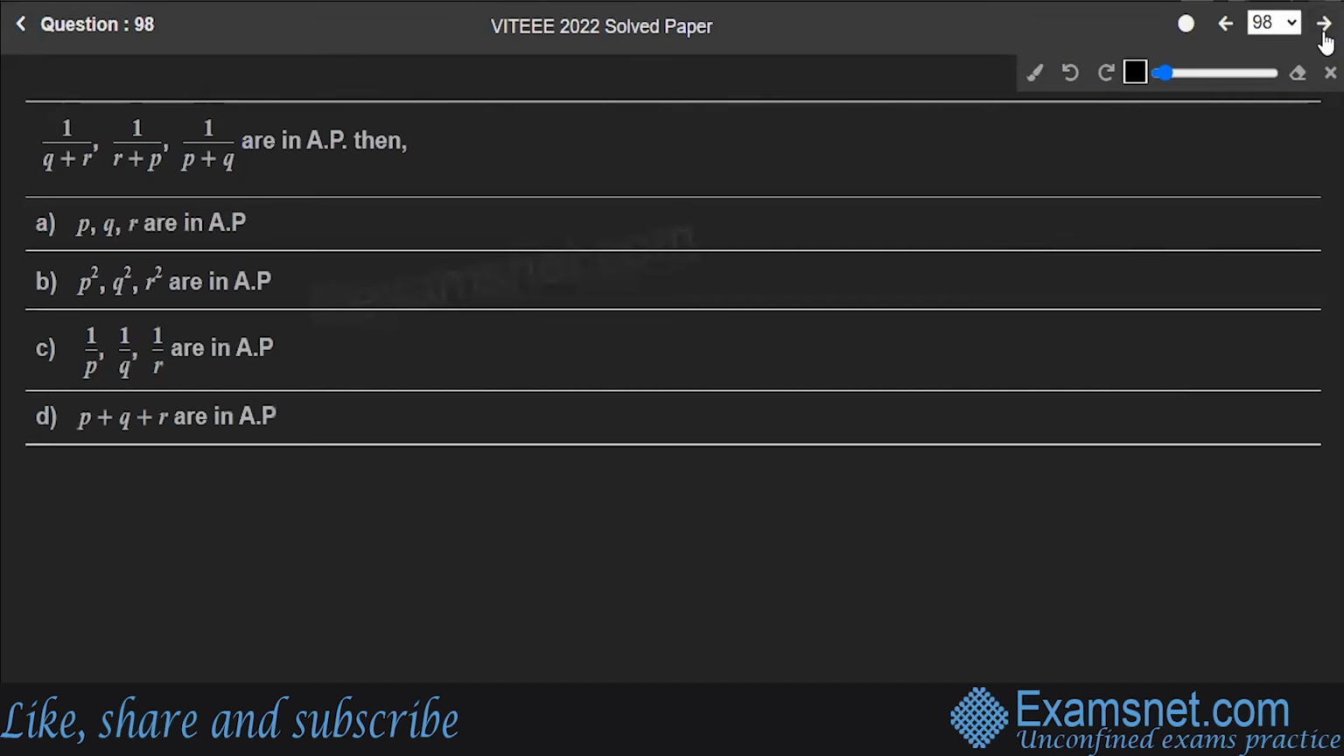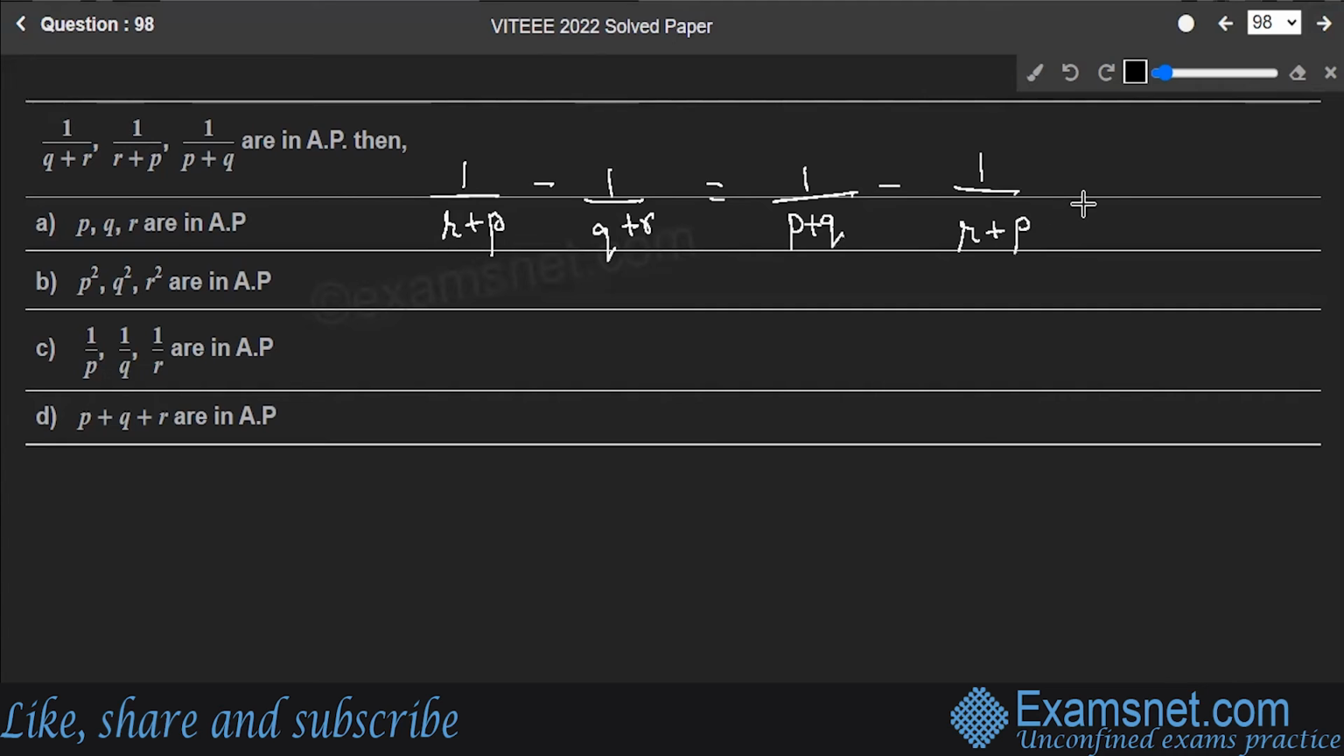Next, 98th question. 1 upon Q plus R, 1 upon R plus P, 1 upon P plus Q are in AP. Then, which of the following is correct? Okay, so this is given they are in AP. If they are in AP, that means the second term, 1 upon R plus P, minus the first term, 1 upon Q plus R, is equal to the third term, 1 upon P plus Q, minus the second term, 1 upon R plus P.